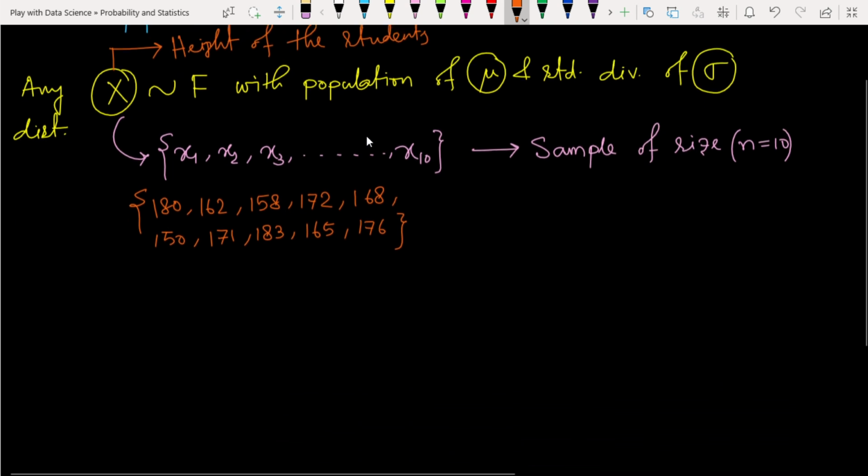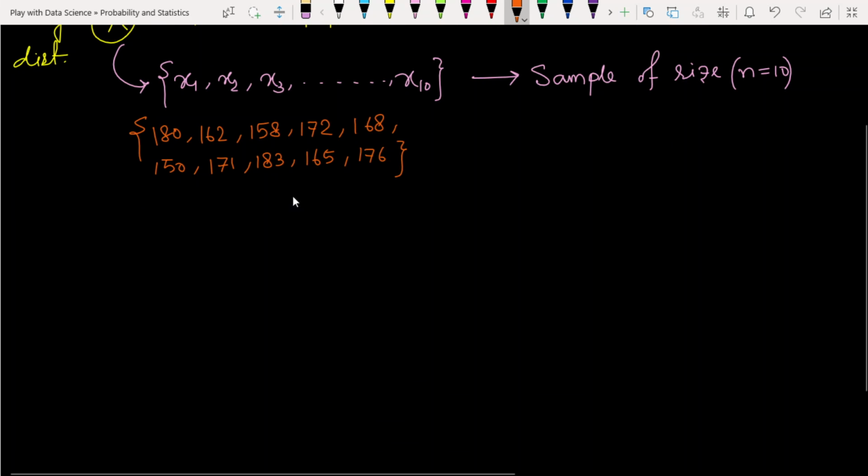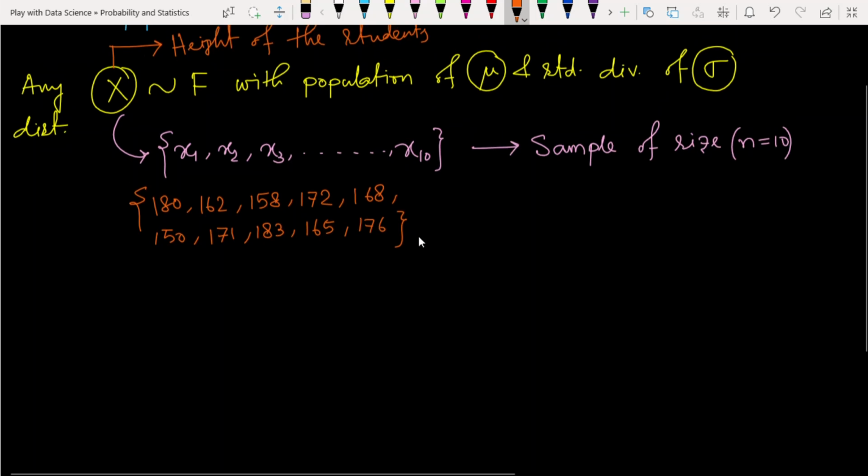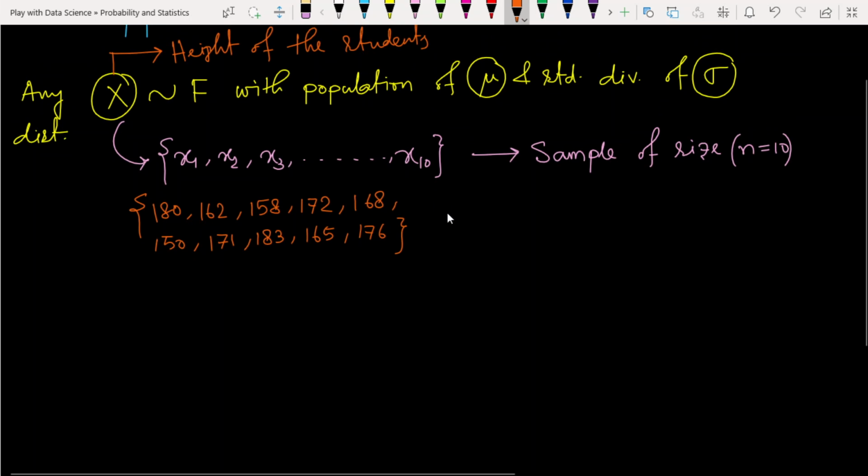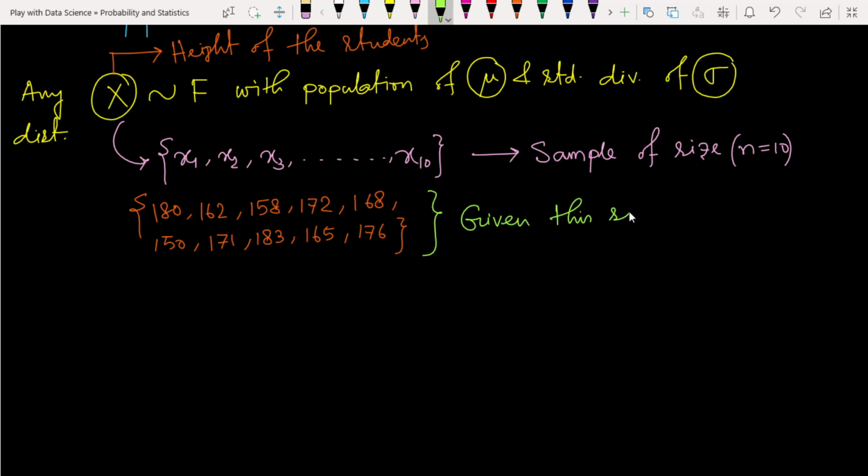Let's take this is the height and this is some observed value of it. This is the given sample of the distribution. We have been given these samples for the distribution X.